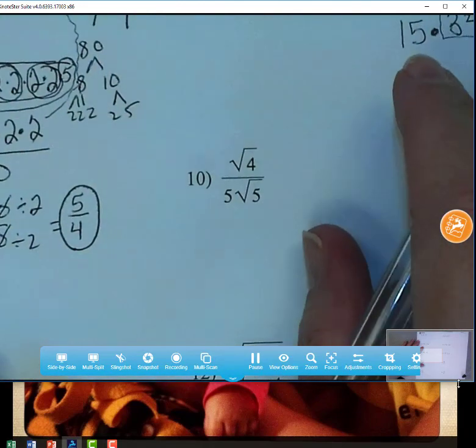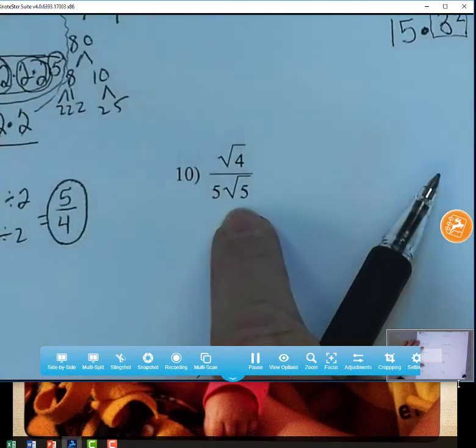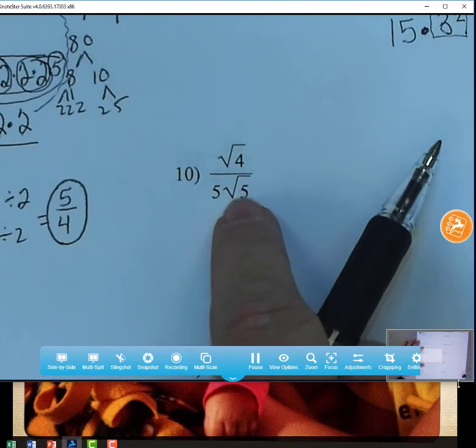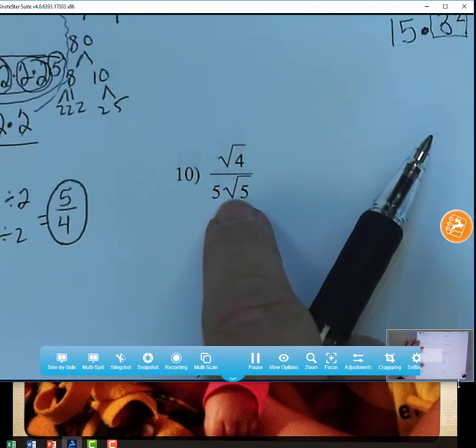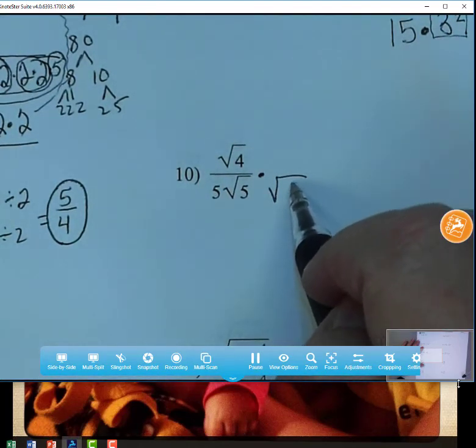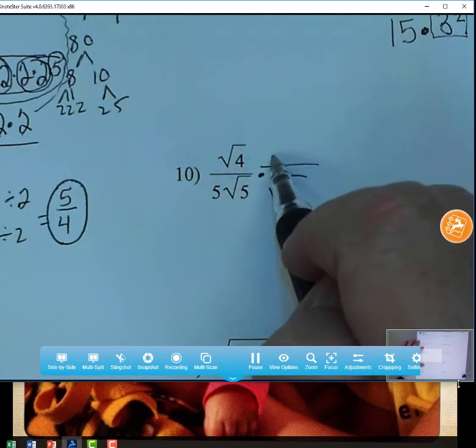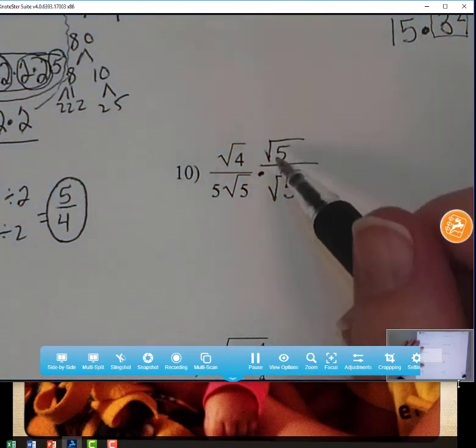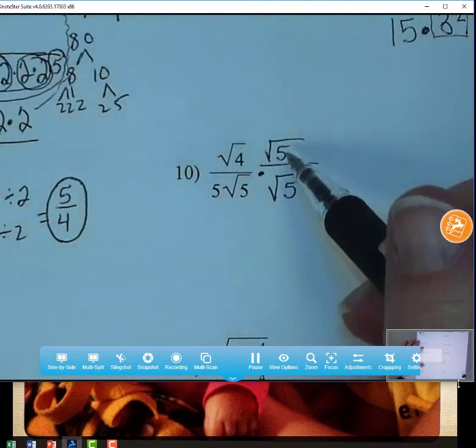Okay. What is in the square root sign in the denominator? A 5, right? So what do I need to multiply to get rid of the square root of 5? Multiply by the square root of 5. So I'm going to multiply by the square root of 5. And I'm really multiplying by the quantity 1, right?